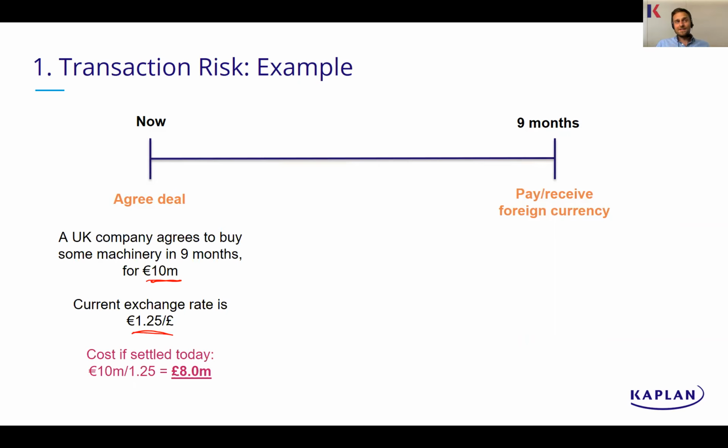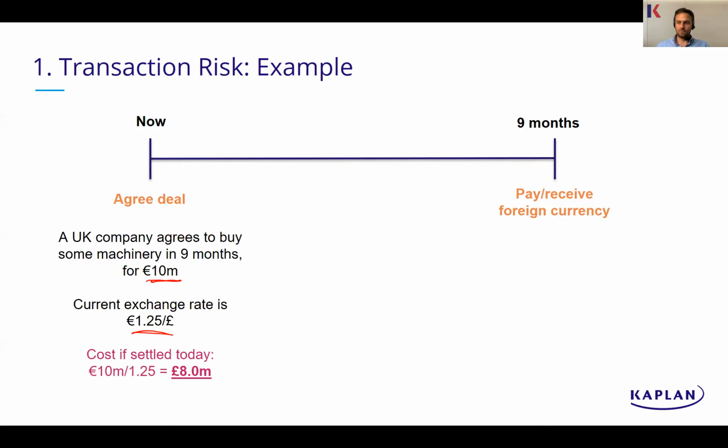So if we were to settle today, if we decided, right, we're going to pay for it up front, if we do 10 million divided by 1.25, it would cost us £8 million. So in the UK currency, it would currently cost us £8 million. But that's not happening. That's just what we might expect at the moment. If we were to settle today, that's how much it would cost us, would be £8 million. But we are actually going to be settling in 9 months' time. So that's just to show us roughly what we'd expect it to cost, given today's exchange rate of 1.25.